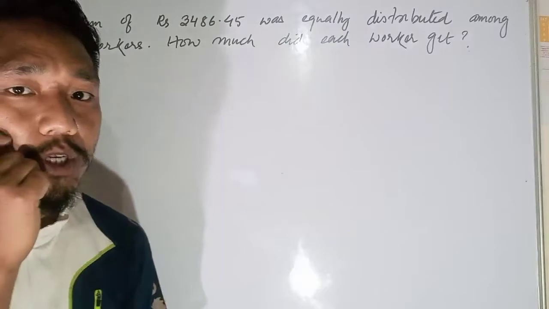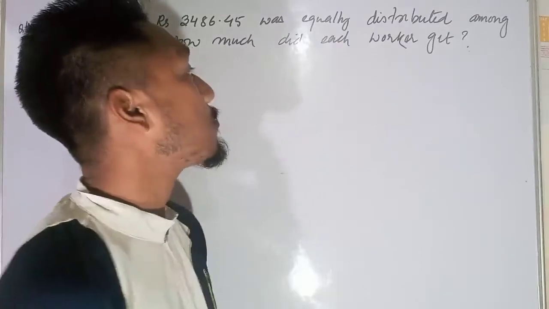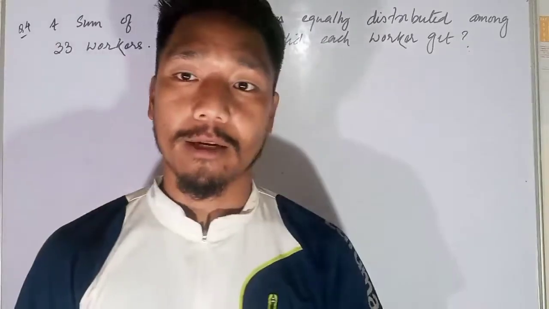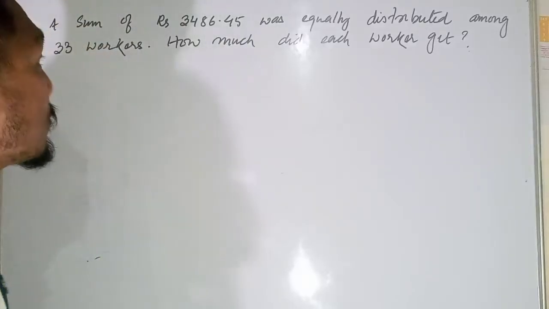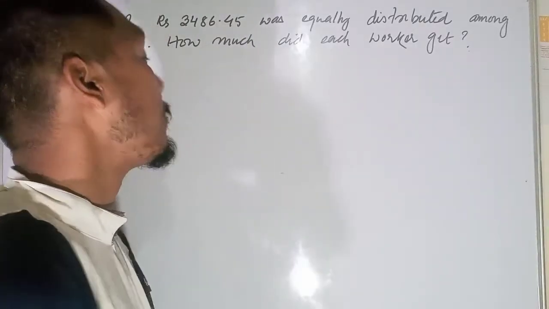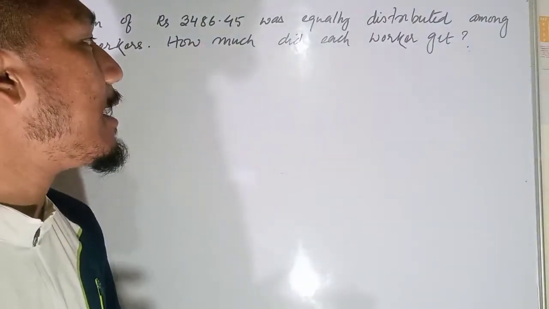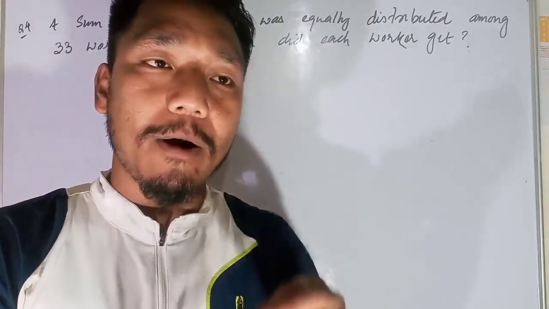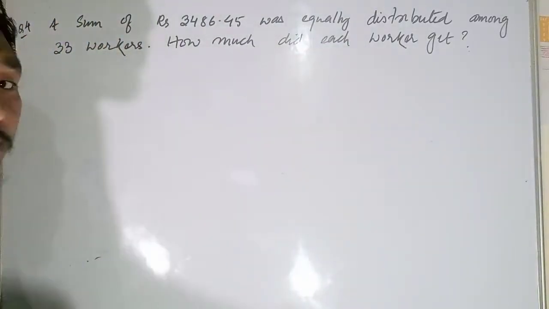So this is our next question, question number 4. A sum of 3,486.45 was equally distributed among 33 workers. How much money will each worker get? It has been distributed to 33 workers, and each worker will get how many rupees? So what shall we do? In order to find the amount that each worker is getting, we have to divide.